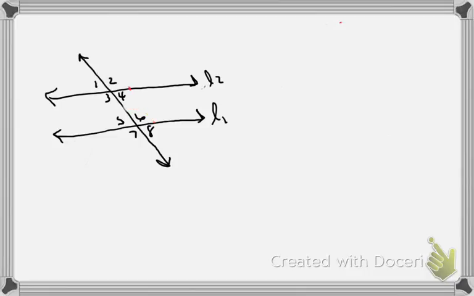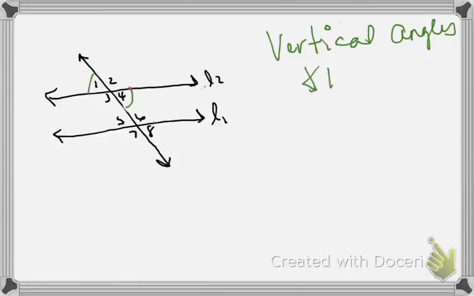Now we're going to talk about vertical angles. Vertical angles are like when they share vertices. So 1 and 4 are vertical angles, and they're equal to each other. So if angle 1 is 30, angle 4 is 30.